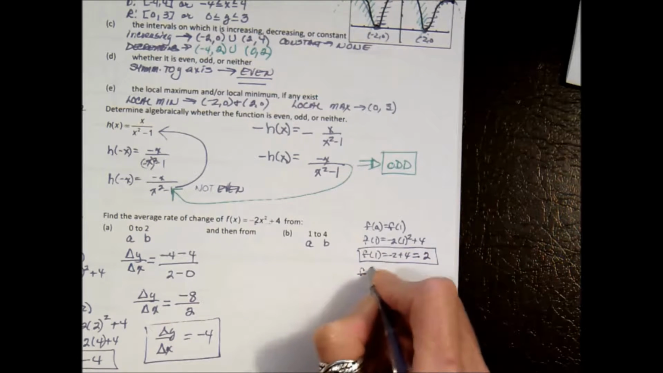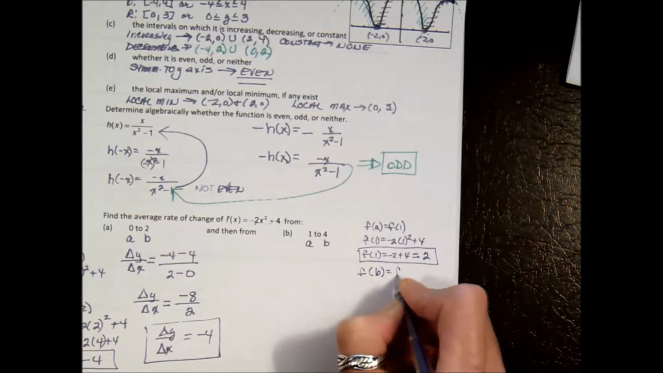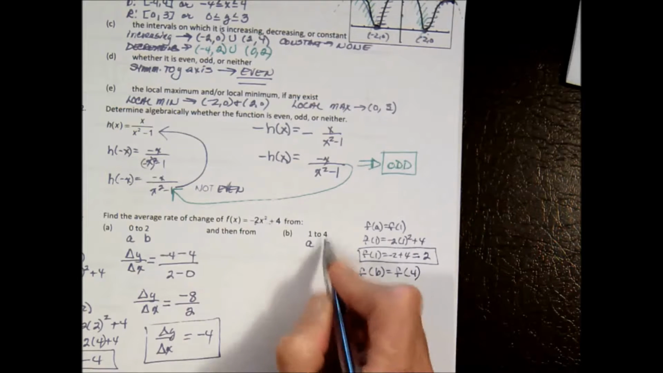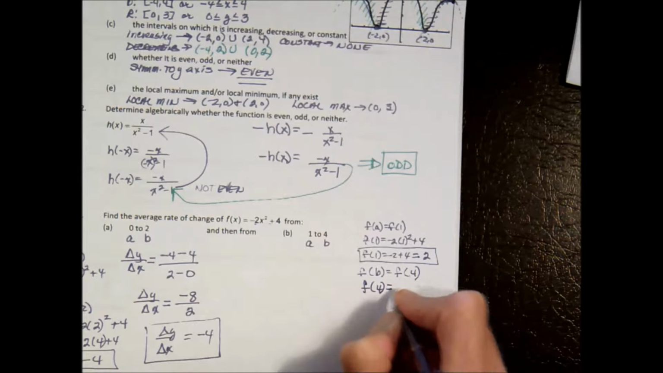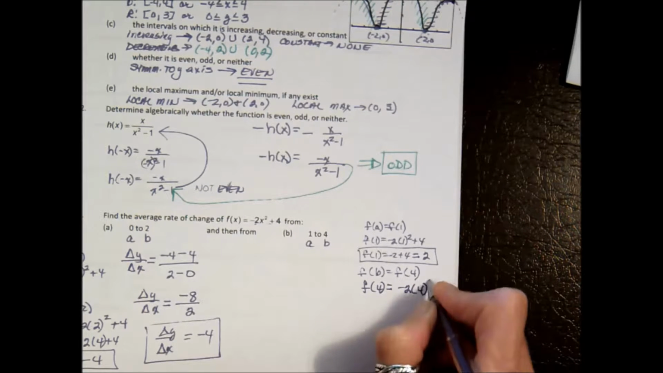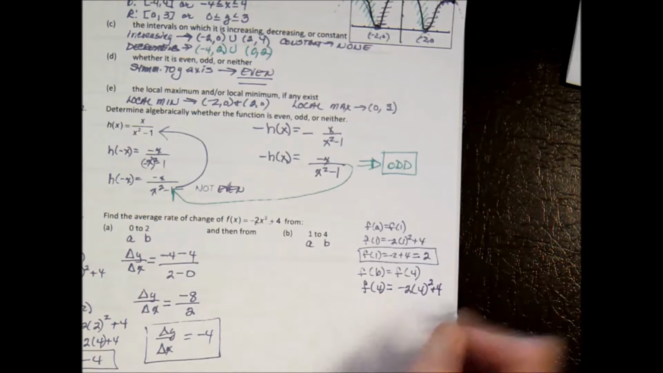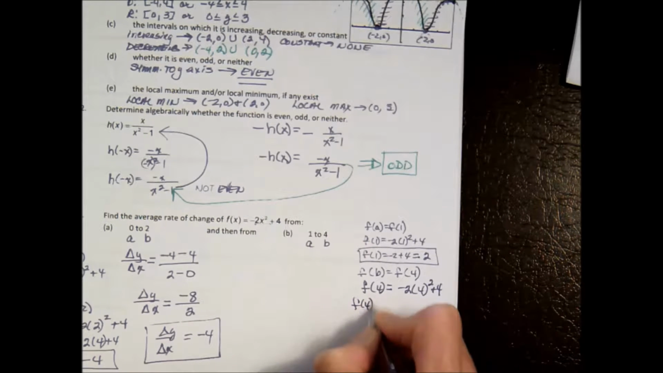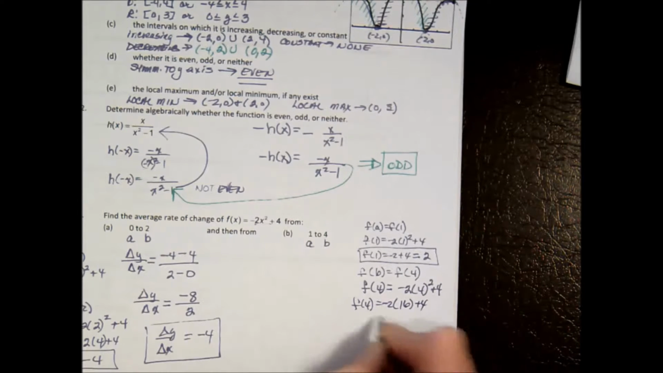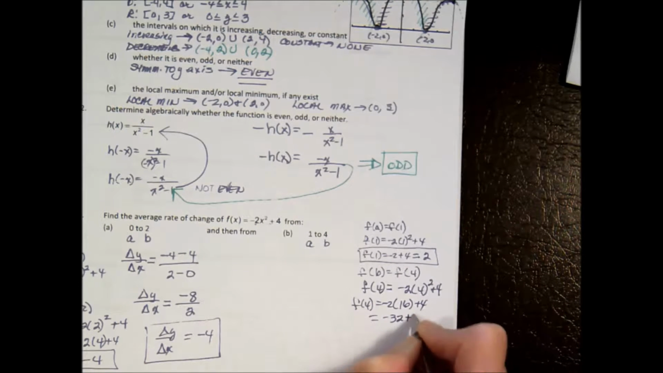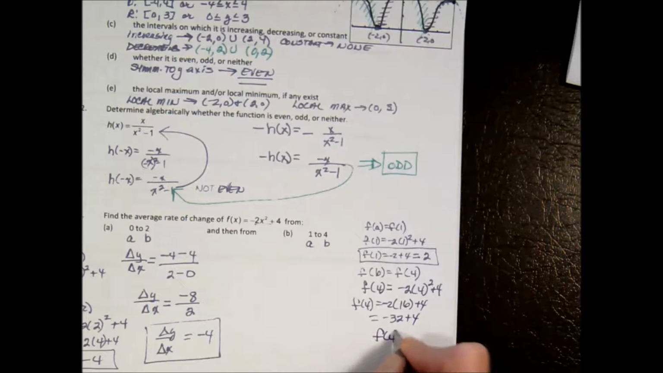f of b would be f of 4, because that's my b, and f of 4 is equal to negative 2 times 4 squared plus 4, or f of 4 is negative 2 times 16 plus 4, negative 32 plus 4. f of 4 is equal to negative 28. So I found the parts that I need.